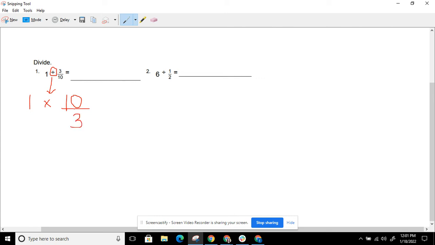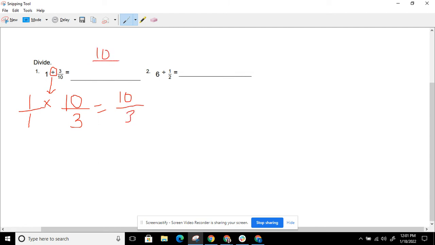Now, 10/3 times 1 is going to be 10/3 because anything times 1 is itself. But if we needed to do that math out, we need to take our whole number and turn it into a fraction. 1 whole as a fraction is going to be 1/1. Anything over 1 is equal to that whole. So 1/1 is equal to 1 whole. Now I can multiply across. 1 times 10 is 10. 1 times 3 is 3. We're left with 10 over 3.